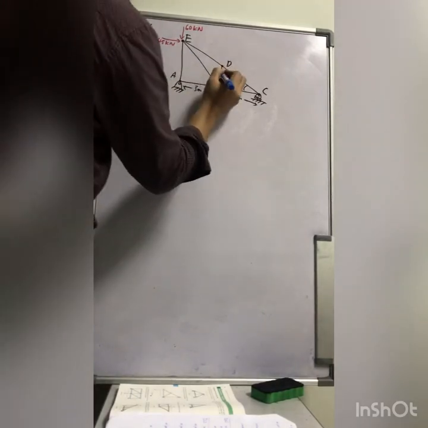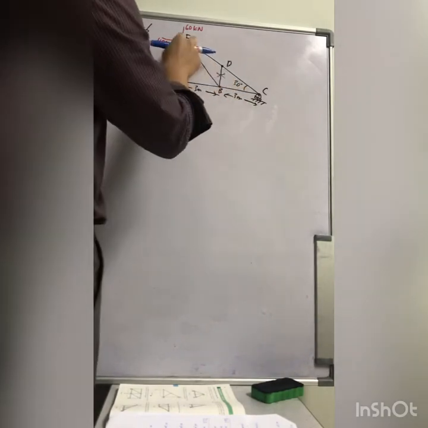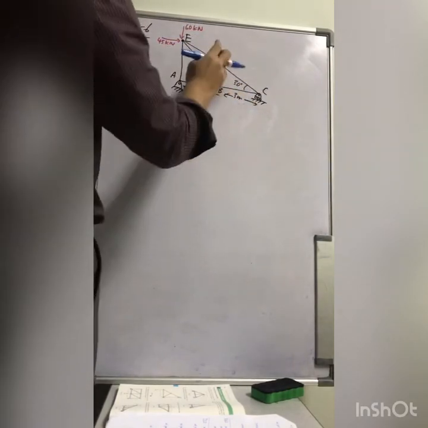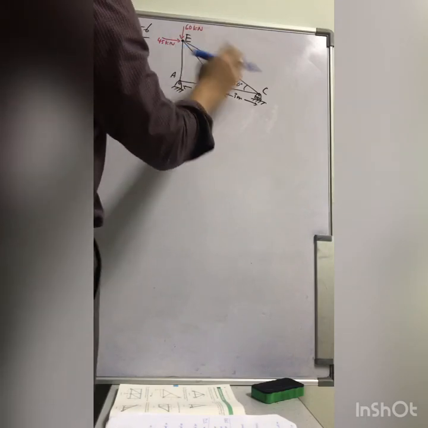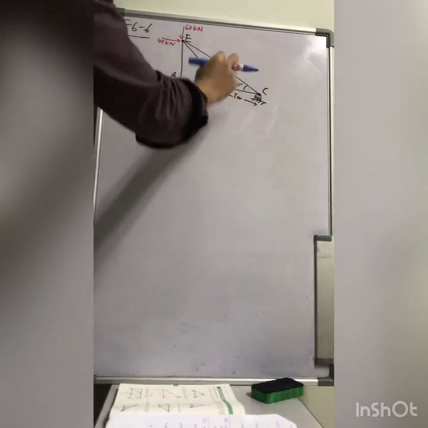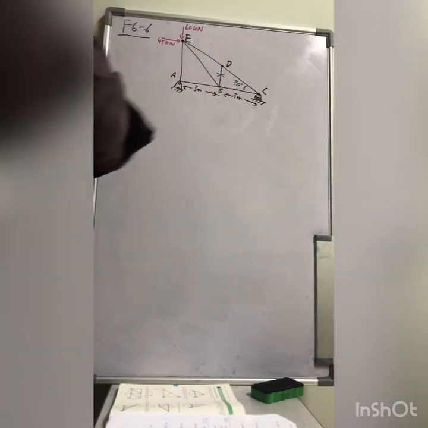The first one is this. How do you know that? Because at joint D, ED and DC, these two members are collinear. So the third one, which is non-collinear, will be a zero force member. Having said that, this makes it easier. So this is the zero force member.